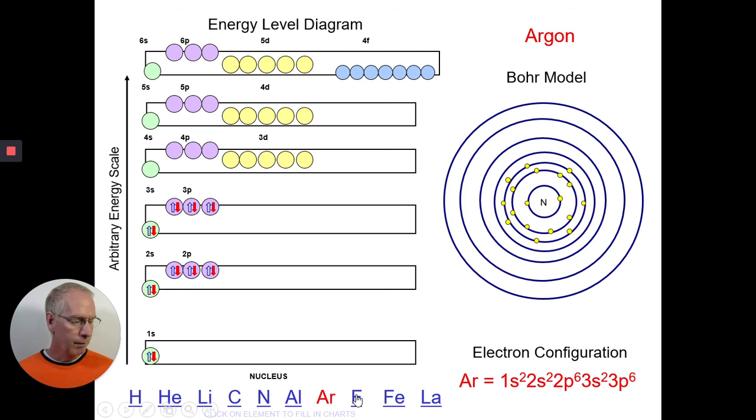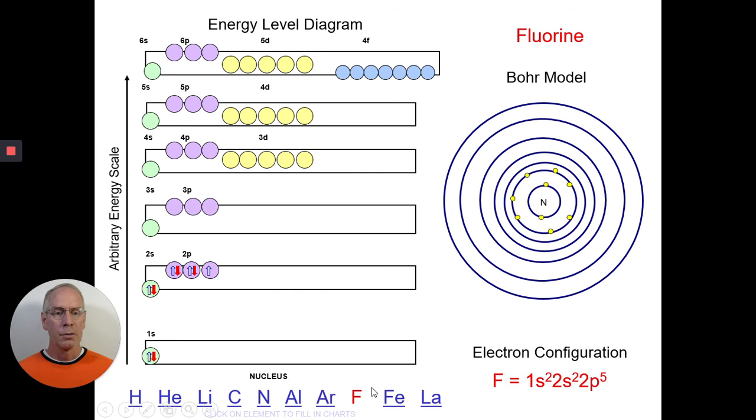Well, if I went to fluorine, fluorine's atomic number is 9. We're kind of bouncing around here. So now we're putting in 9 electrons. 1, 2, 3, 4, 5, 6, 7, 8, 9. So it's 1s2, 2s2, 2p, we got 1, 2, 3, 4, 2p5. And that's what we're showing.